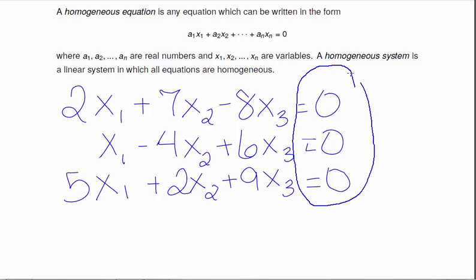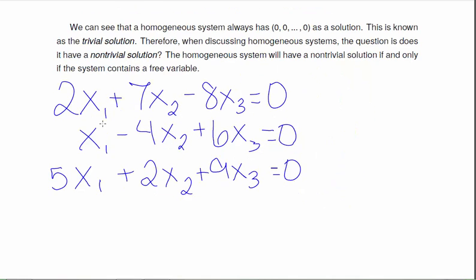So a homogeneous system always has a solution because the set of all zeros will always be a solution. And this is known as the trivial solution. So for example, when we see this system here, we'll notice that 2 times 0 plus 7 times 0 minus 8 times 0 is 0. 0 minus 4 times 0 plus 6 times 0 is 0. 5 times 0 plus 2 times 0 plus 9 times 0 is also equal to 0. And this will happen for all homogeneous systems. They will always have a trivial solution.